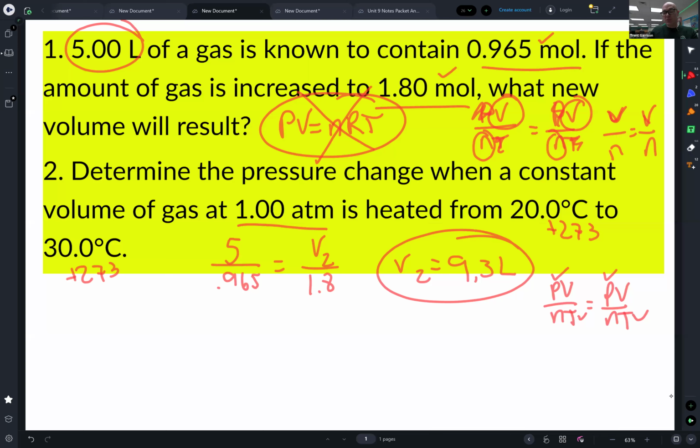So what I have is what's called Gay-Lussac's law. Pressure over temperature. There is no moles. There is no volume. So I'm going to have P over T equals P over T. Let's solve. Let's plug in our values.